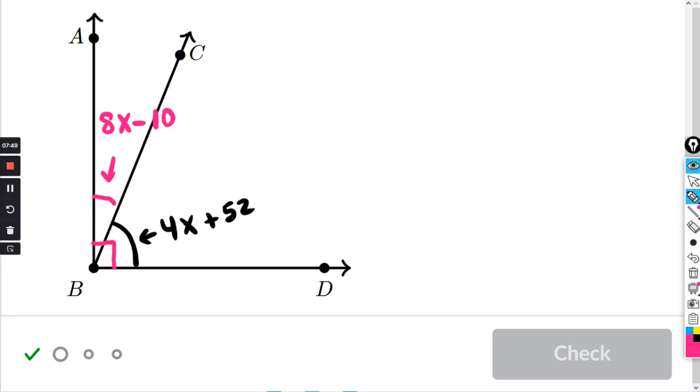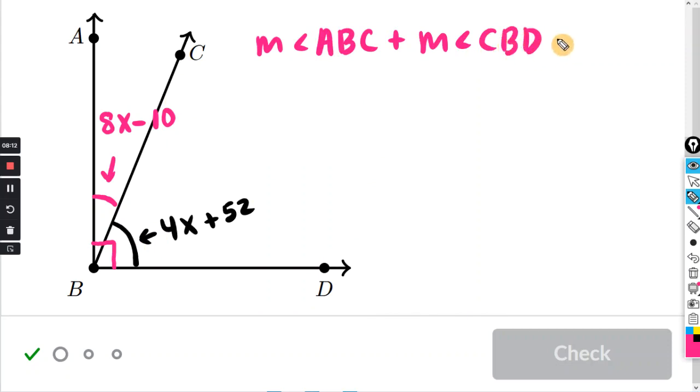All right, and now we can use angle addition. This one right here is ABC. So the measure of angle ABC. The other small angle is this one right here, CBD. Measure of angle CBD. And the overall angle is ABD. Measure of angle ABD.